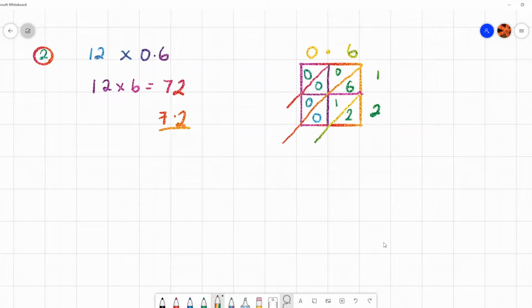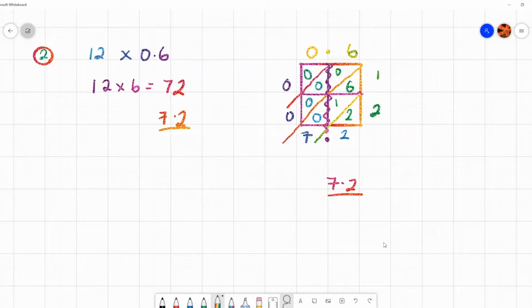You just add the diagonals now. So this diagonal here is just 2. This diagonal here is 7. This is 0, this is 0. Just drop the decimal point down, like that there, and the answer is 7.2.